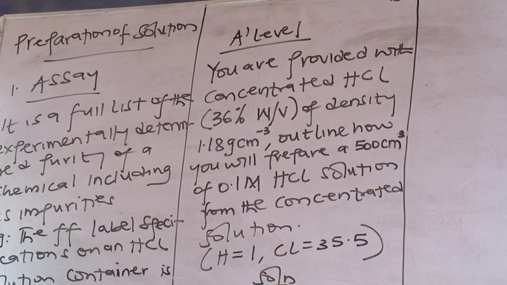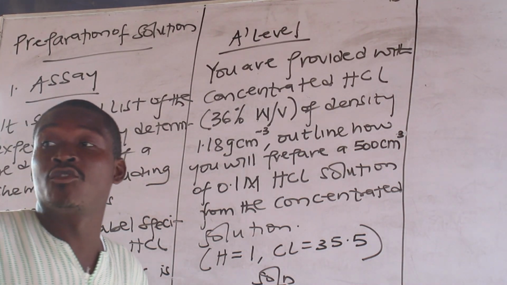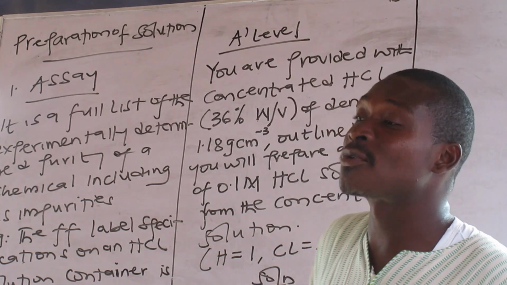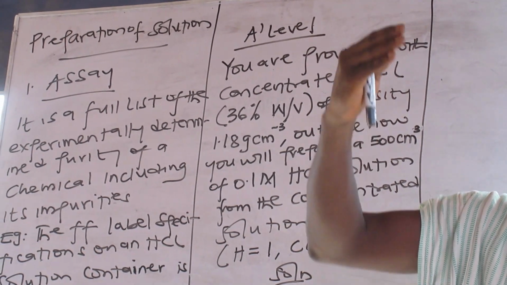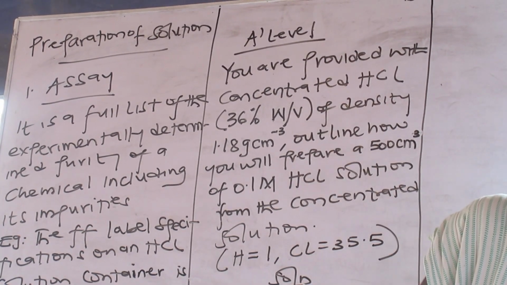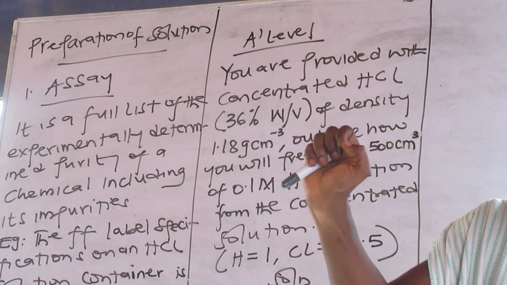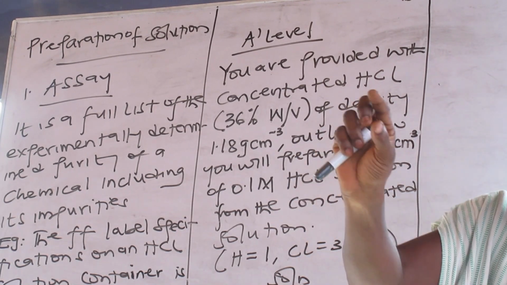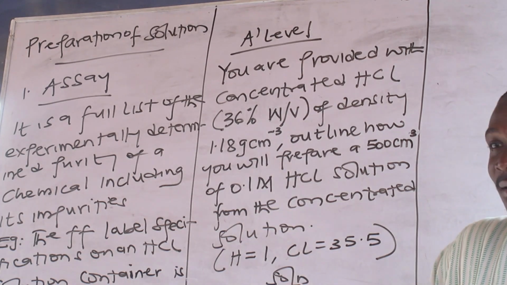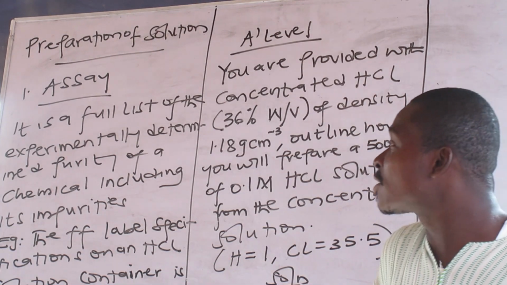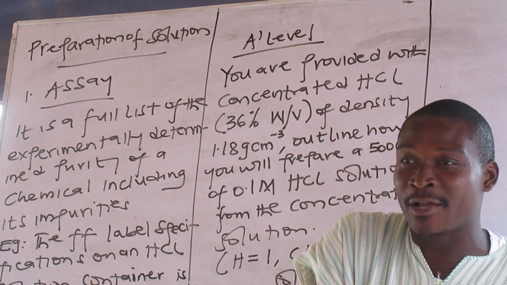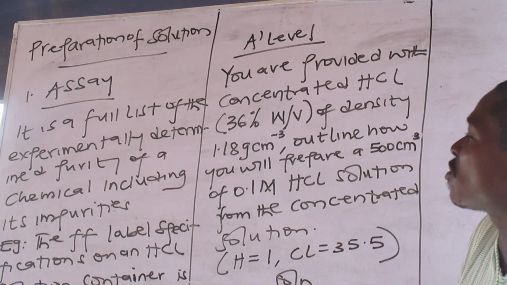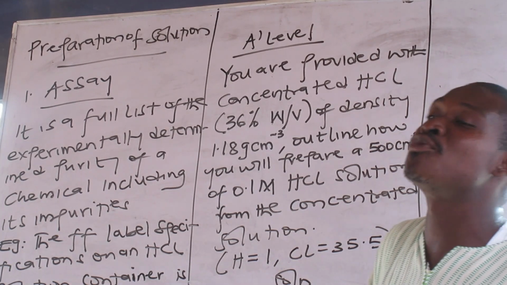Preparation of solutions. In preparing solutions, we have two methods, the assay and also standard solutions. Now let's first look at assay. If you have seen an HCl bottle before, when you take the bottle, you look at the cover, the side. You see some specifications, some figures. The specifications you see on the bottle is what we call assay. It's a full list of the experimentally determined purity. It has been determined already. That is why it has been recorded. Experimentally determined purity of a chemical, including its impurity.